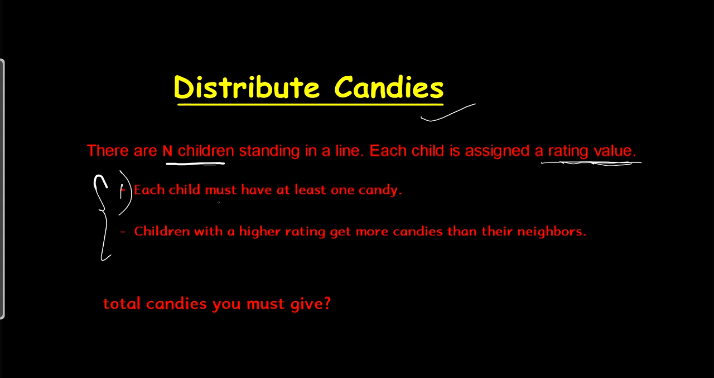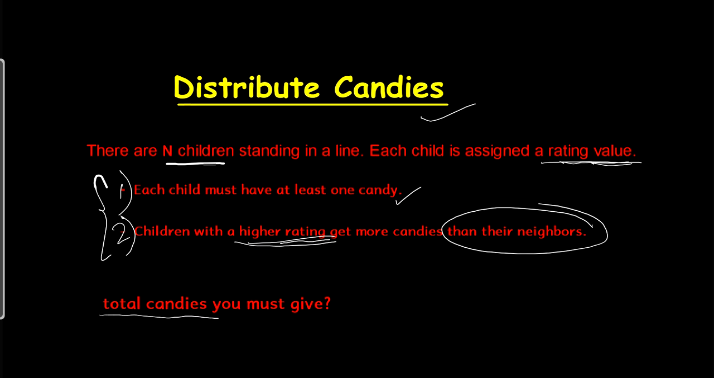First, each child must have at least one candy, and the second condition, children with a higher rating get more candies than their neighbors. Ratings will be in terms of numbers. Whichever child has a higher rating will get more candies, but this comparison will be within neighbors. And then we have to calculate the total candies that we need to give among all children.